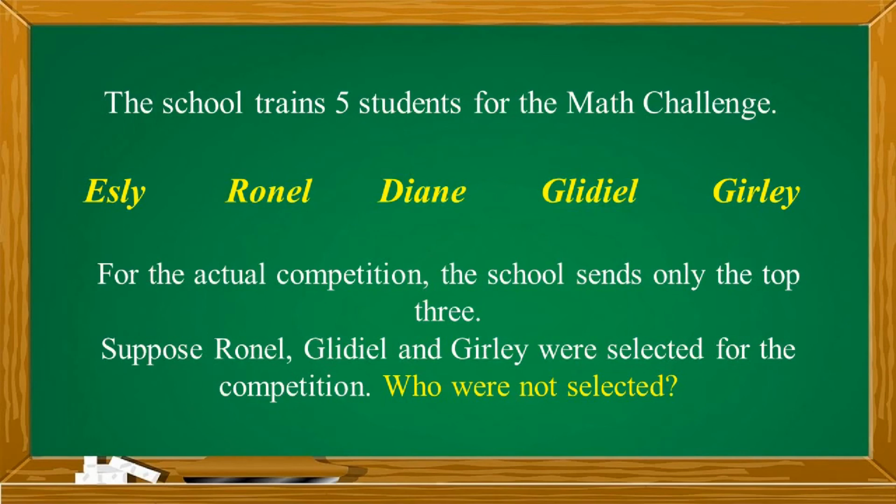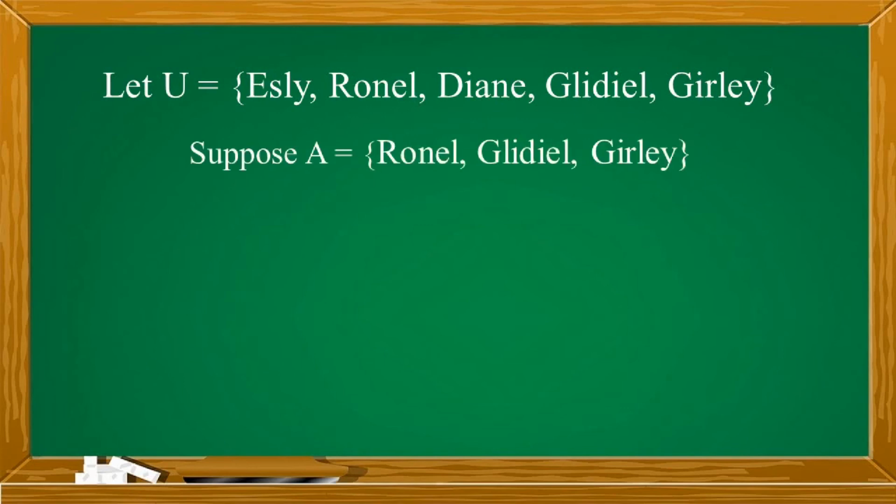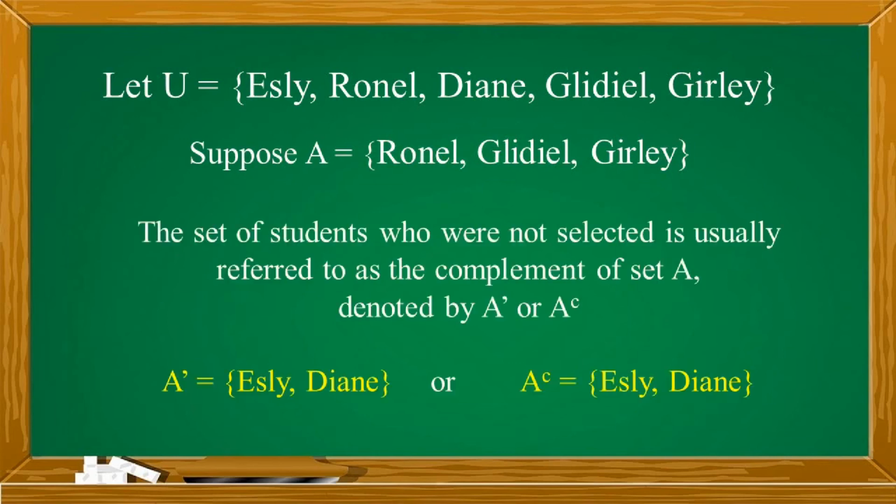Who were not selected? Let Esley, Ronel, Diane, Gligel, and Gurley be our U or universal set. Sila yung 5 students na tinatrain ng school in preparation for the math competition. Suppose set A represents the top 3 students who were selected. We have Ronel, Gligel, and Gurley. The set of students who were not selected is usually referred to as the complement of set A, denoted by A complement. The students who were not selected, or A complement, is equal to Esley and Diane.